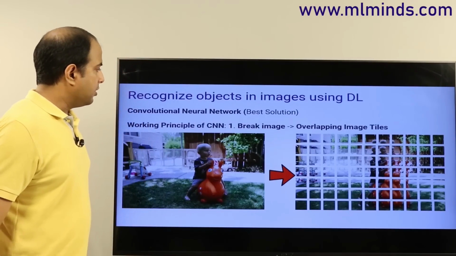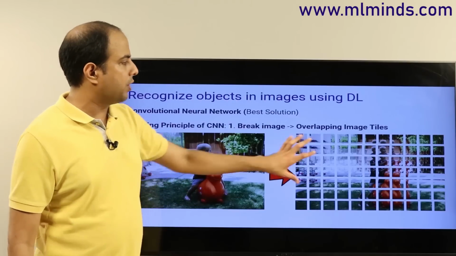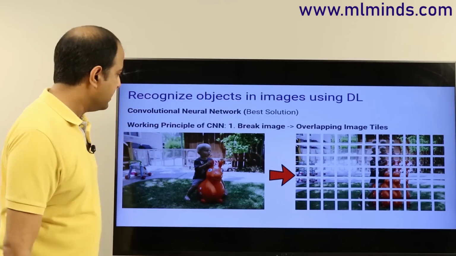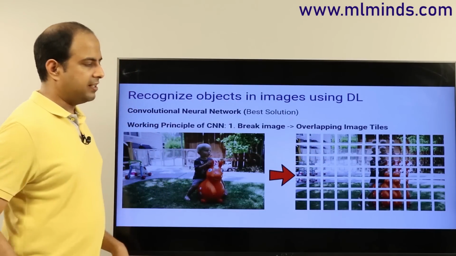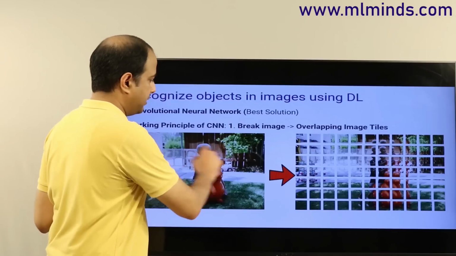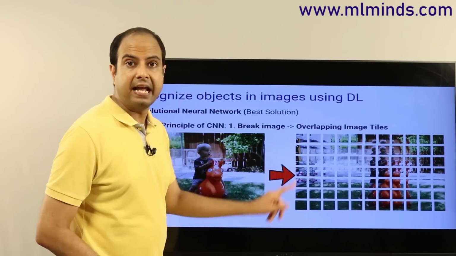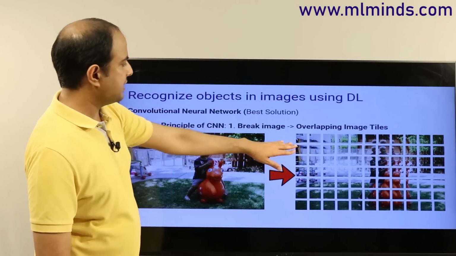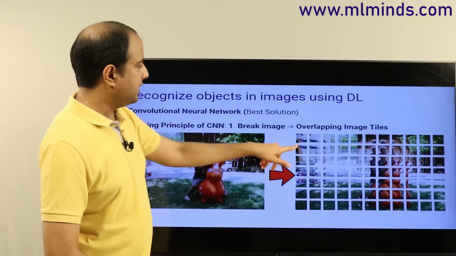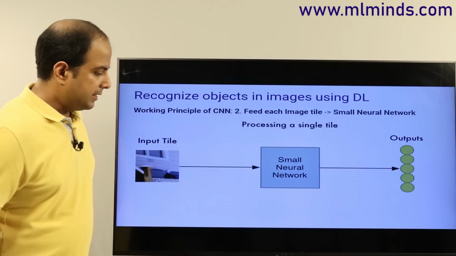One of the basic working principles of CNNs is to break the image into overlapping image tiles, so to say. Think of this particular image: rather than every neuron in the first hidden layer looking at every single pixel on the image, it basically looks at only the pixels within a tile. Notice that these tiles can be overlapping in nature, so there is some overlap between these two tiles from the original image.